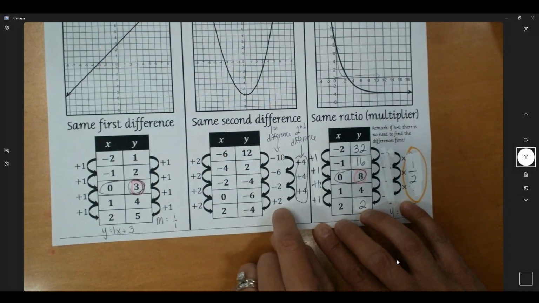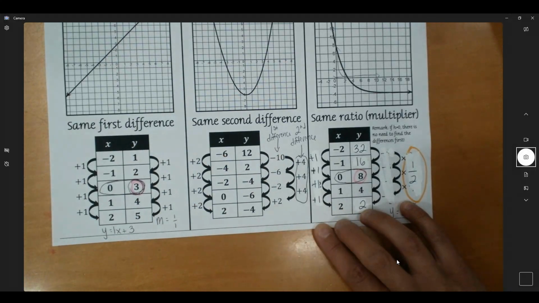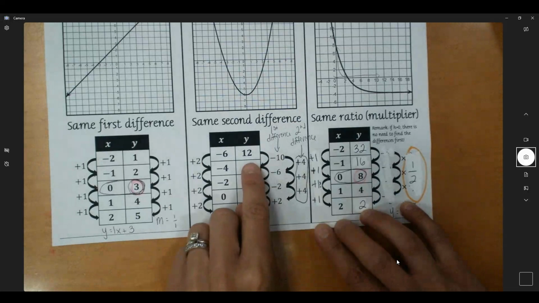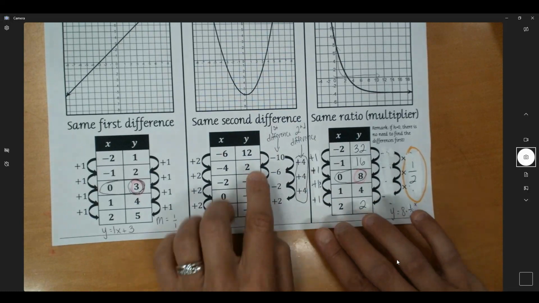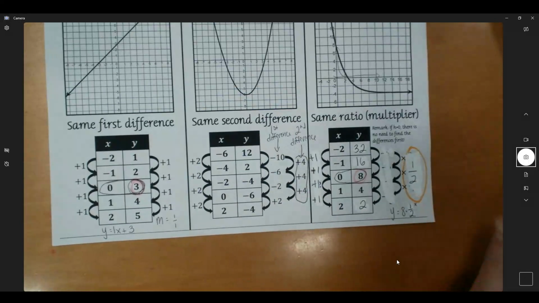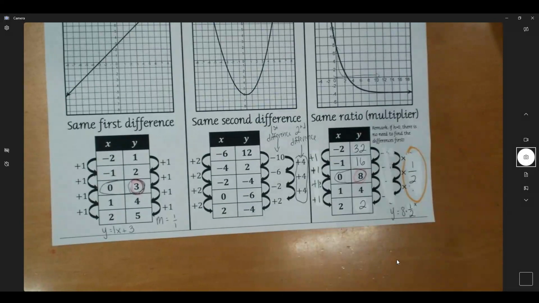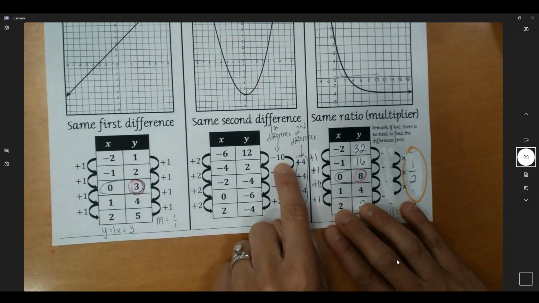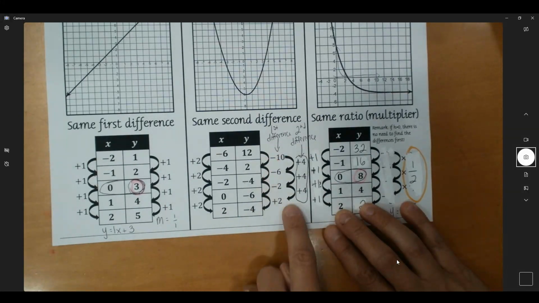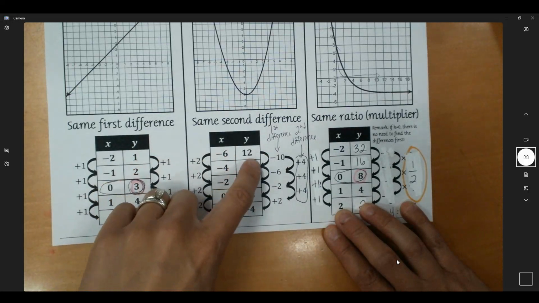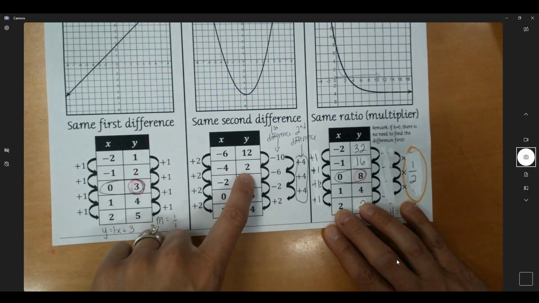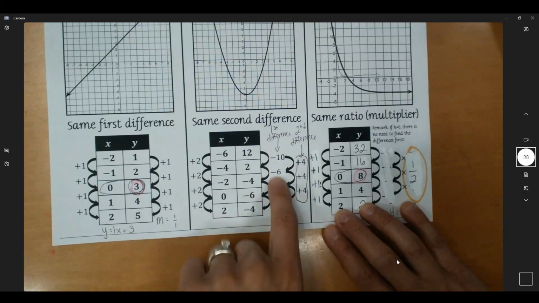So your second thing is to check to see if it's multiplying, because if it's multiplying, then it's exponential. So 12 to 2 to -4. Well, this is dividing by 6, but from here to here is not dividing by 6. So it's not linear, it's not exponential. So the next step is take the second difference. And the second difference is the difference between our first differences. So again, how did we get our first differences? We just looked and saw 12 to 2 is -10, and 2 to -4 is -6. So that's how you got your first difference.